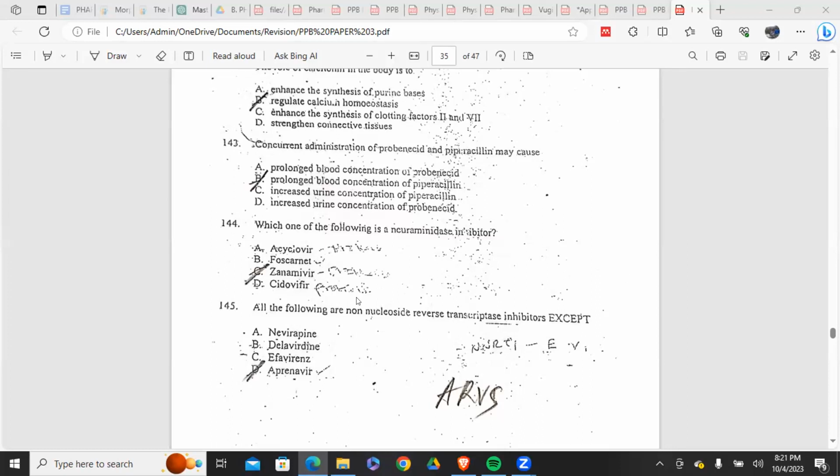Yeah, it's zanamivir. Which of all the following are non-nucleoside reverse transcriptase inhibitors except... NNRTIs? Nevirapine, efavirenz... the question says except, so NRTI.